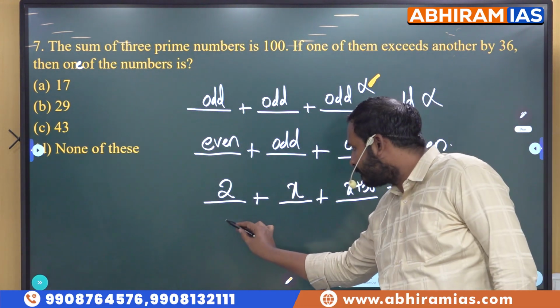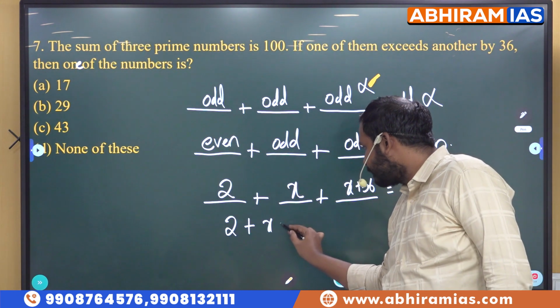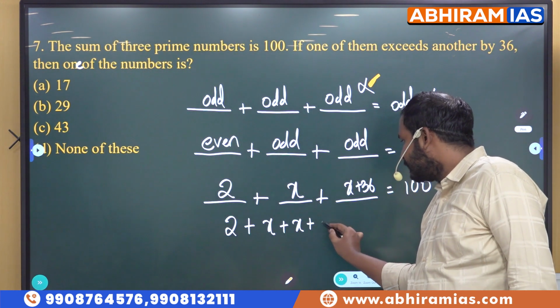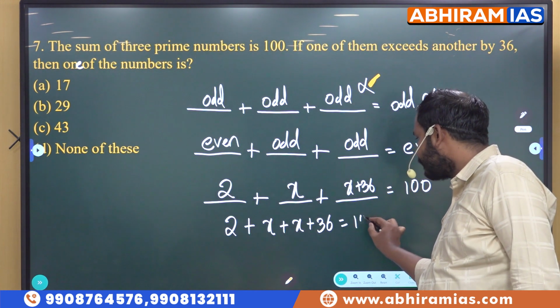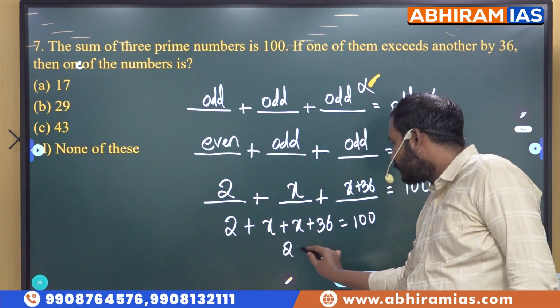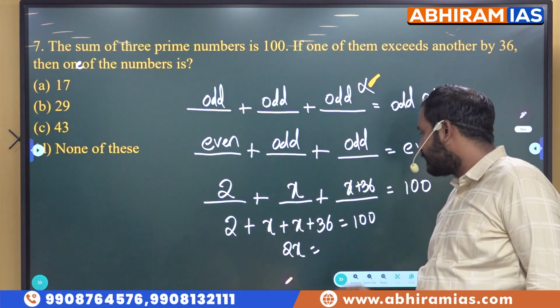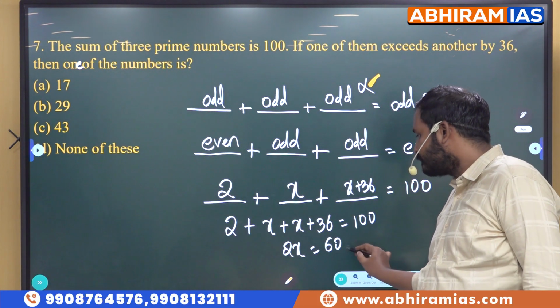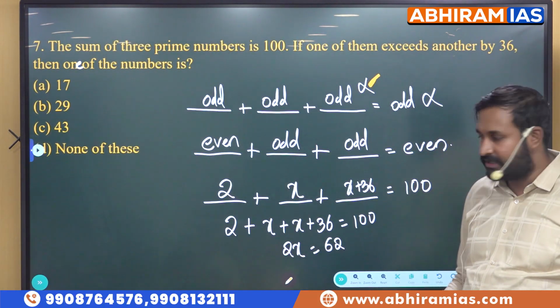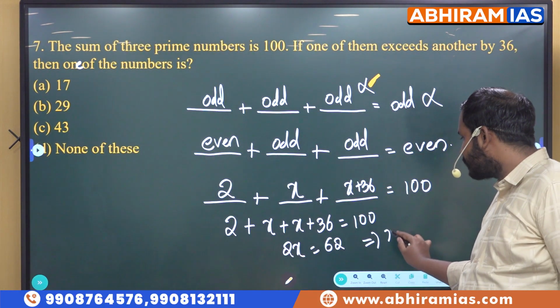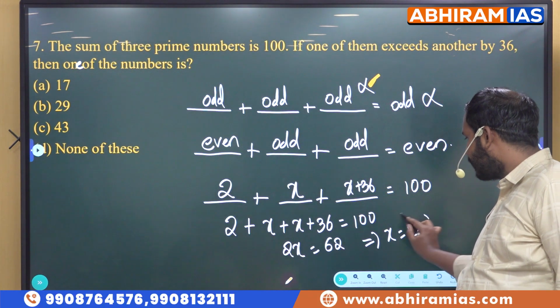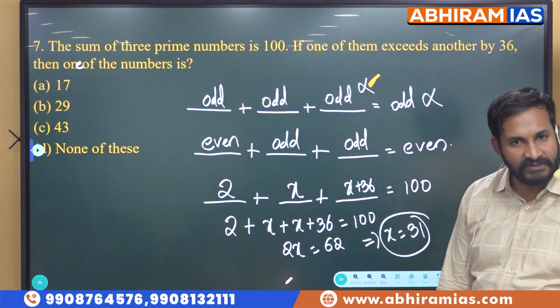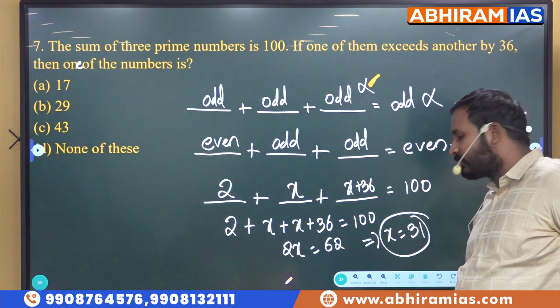And now what will it become? 2 plus x plus x plus 36 is equal to 100. So this will become 2x is equal to 100 minus 38, which is 62. So what is the x value here? 31. x value is 31. If x is 31, what about the other prime number?